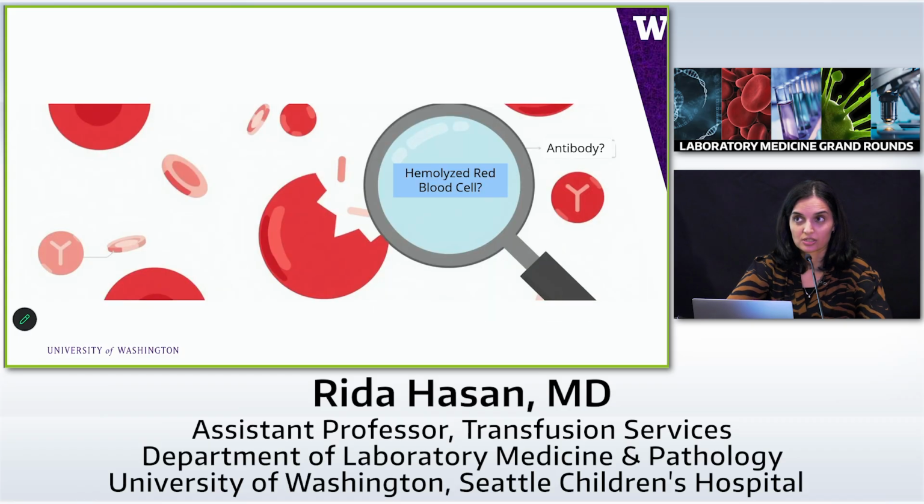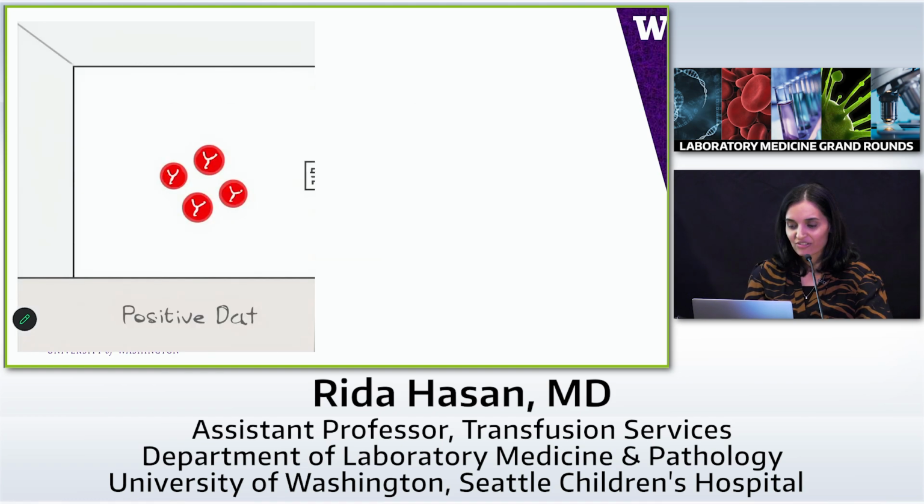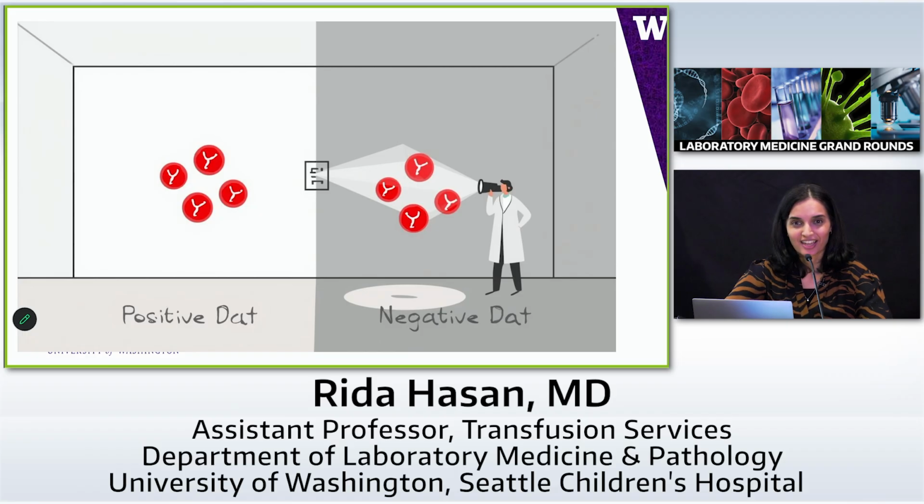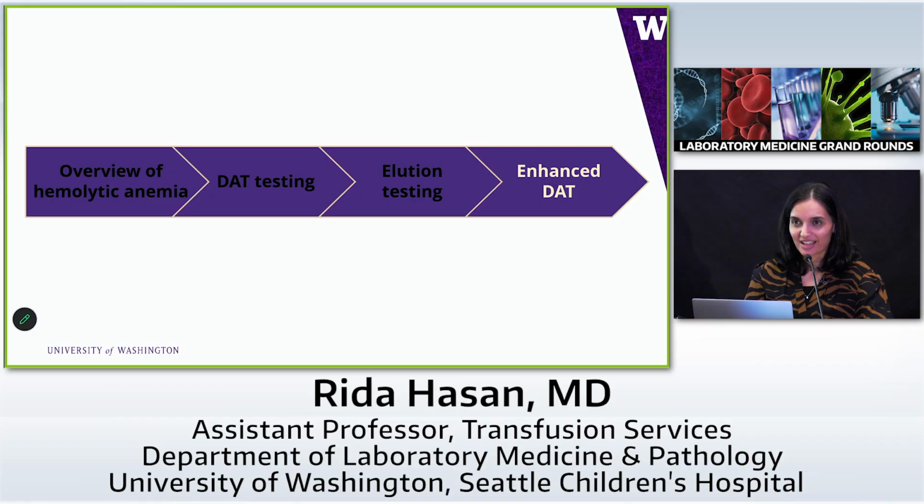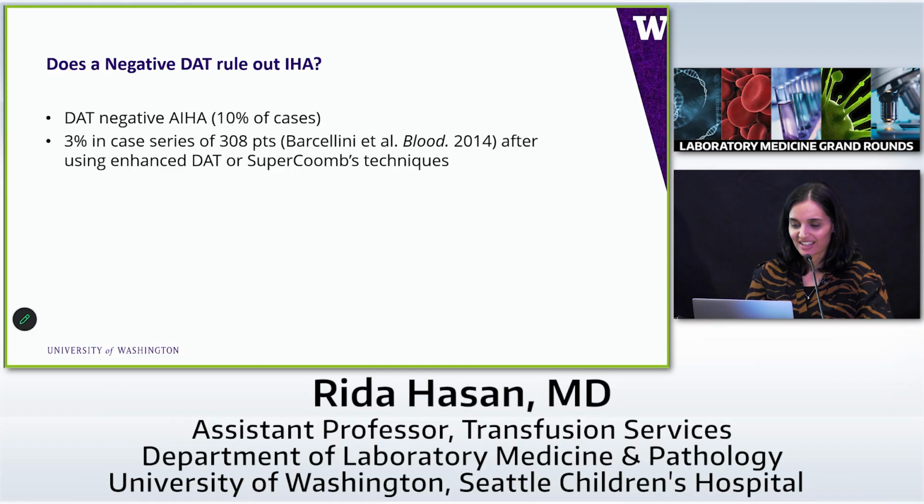So going back to the scenario where we're looking at antibodies on these red cells, when the DAT is positive, it's really helpful. And I can tell you in the lab and as a clinician, it's really exciting when you get a positive DAT. But what about if you're suspicious for an antibody and you get the opposite? You get a negative DAT. How far do you keep searching for that antibody? How far do you go? This is where we're going to talk about enhanced DATs.